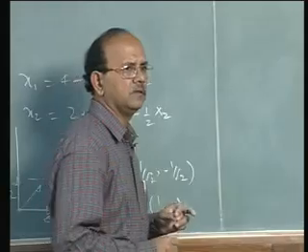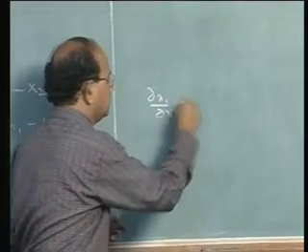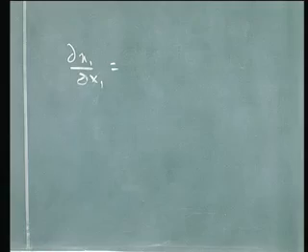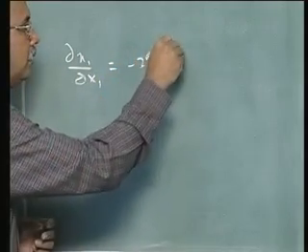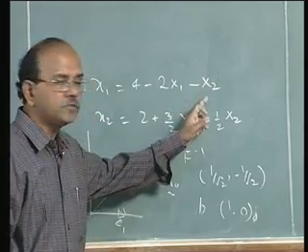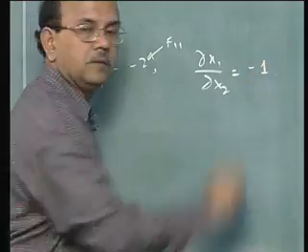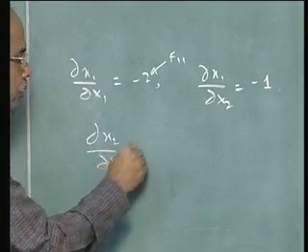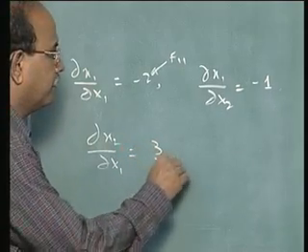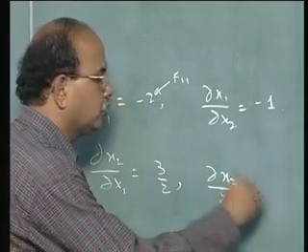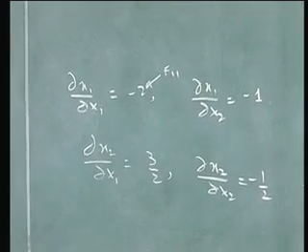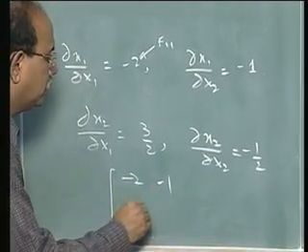So what do I do? Simple. Dou x1 by dou capital X1 is my F11, because I told you that we would write it in a matrix form. So dou x1 by dou capital X1 gives me minus 2. Then dou x1 by dou capital X2, which becomes F12, is minus 1. Then dou x2 by dou capital X1 is equal to 3 by 2, and dou x2 by dou capital X2 is minus 1 by 2. So in a matrix form, this can be written as minus 2, minus 1, 3 by 2, minus half.